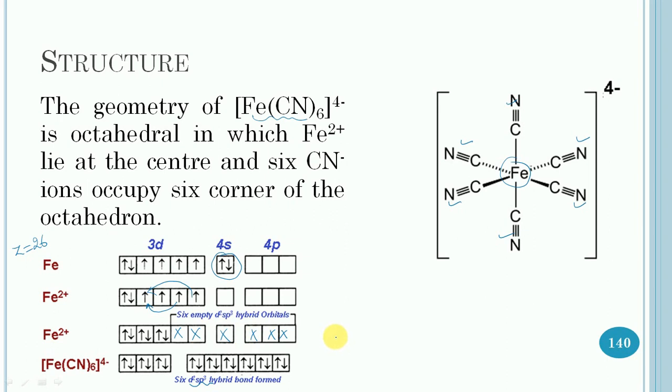The resulting complex ion in this case is inner orbital and has diamagnetic character due to the absence of unpaired electrons. So it is all about the structure of potassium ferrocyanide.